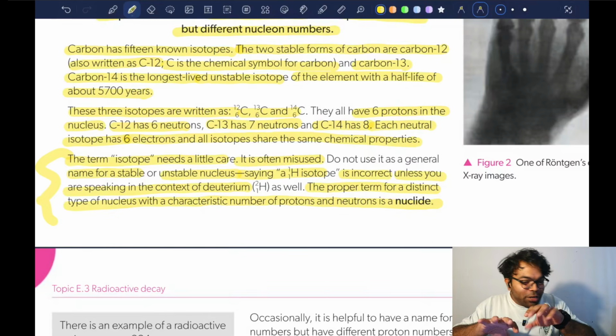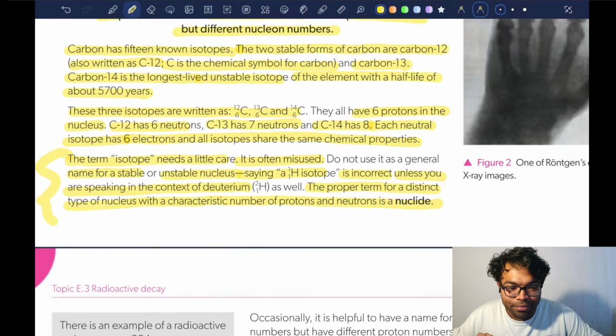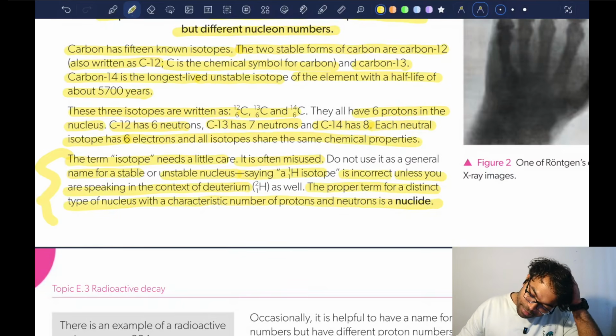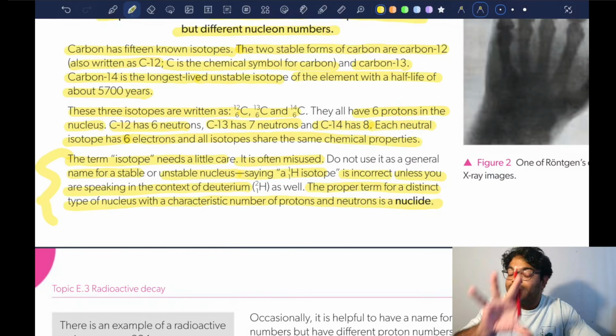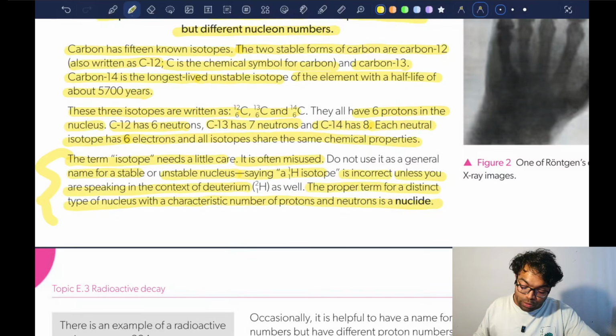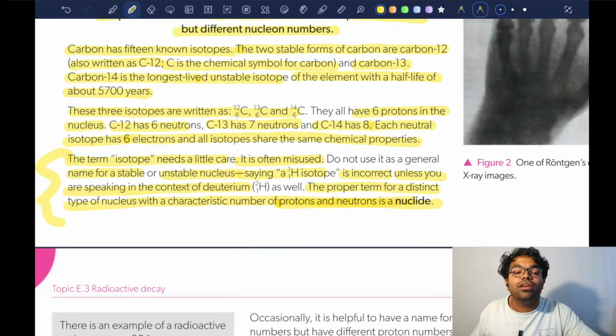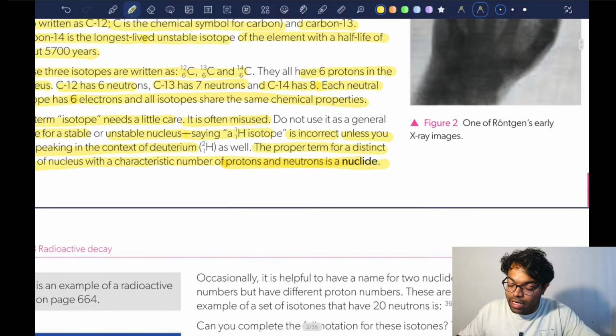If you're talking about different carbons, then it's a nuclide. The proper term for a distinct type of nucleus, with a characteristic number of protons and neutrons, is a nuclide. Instead of using isotope, you will use the term nuclide.